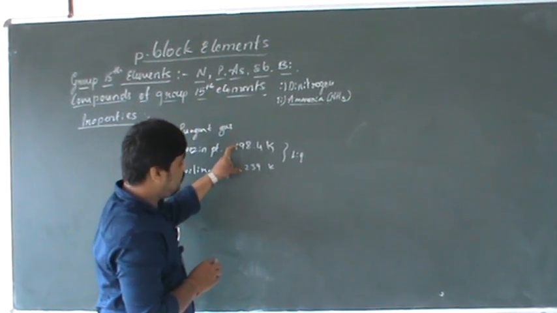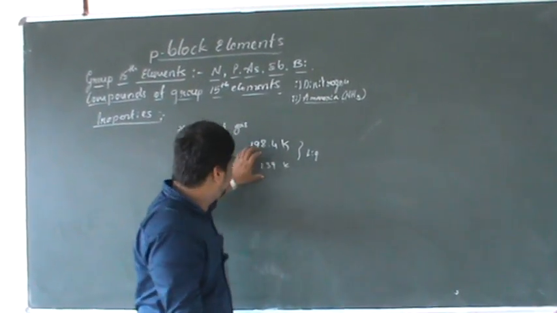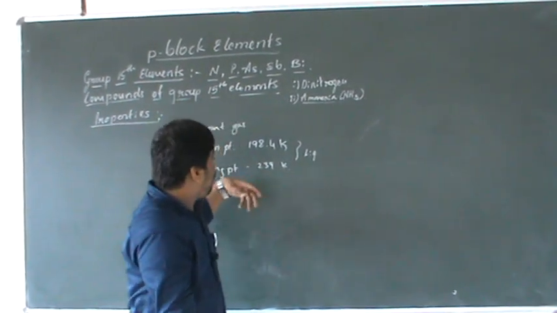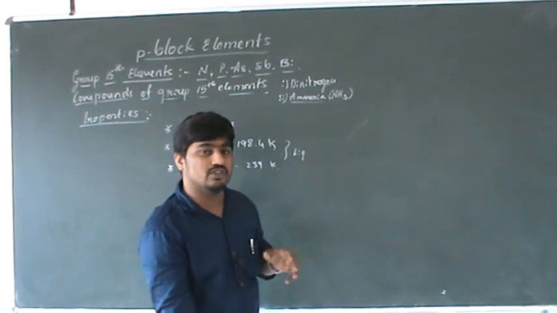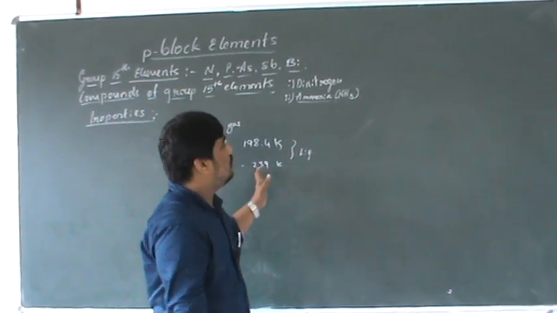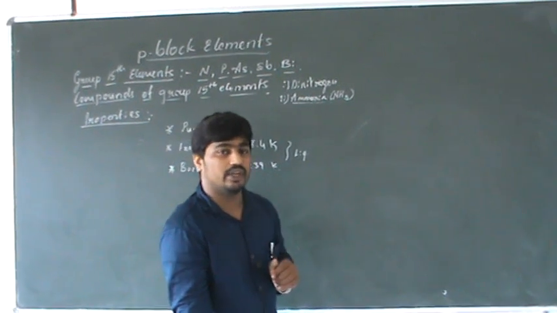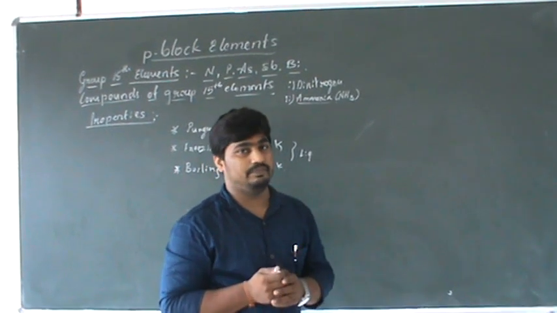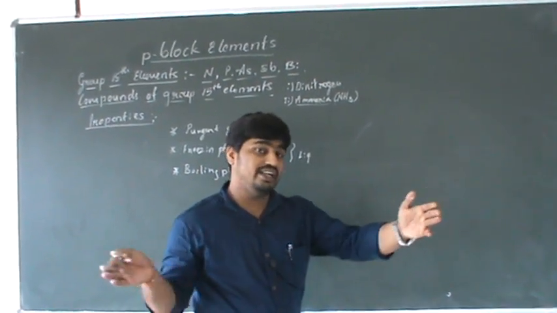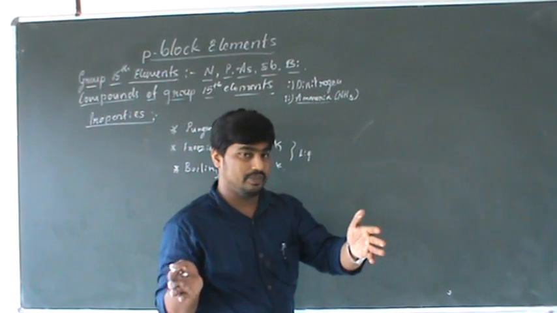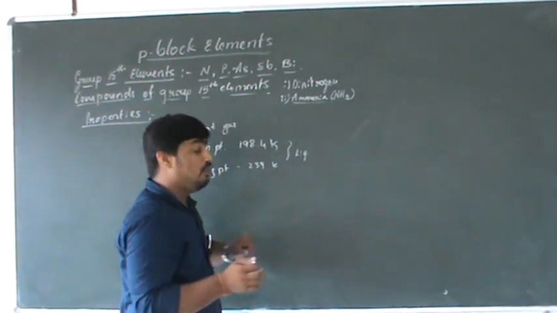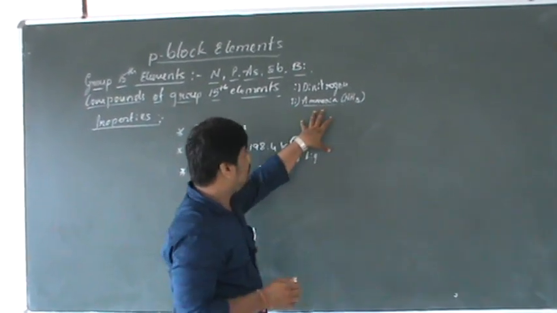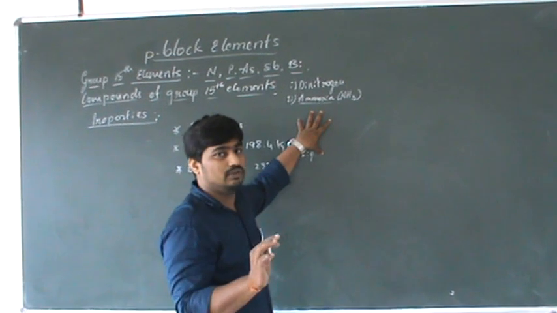So, due to the smaller range of temperature, the solvent nature of ammonia decreases. Otherwise, ammonia is a good solvent like water. Water is a good solvent because the range of its liquid state is very high, 0 degree to 100 degree. 100 degree temperature variation is there. But here, only around 40 degree variation. Because of that, the solvent nature of ammonia is less.